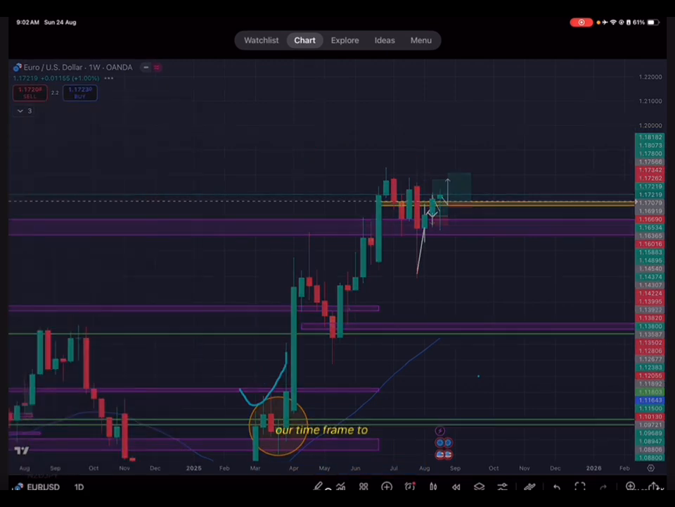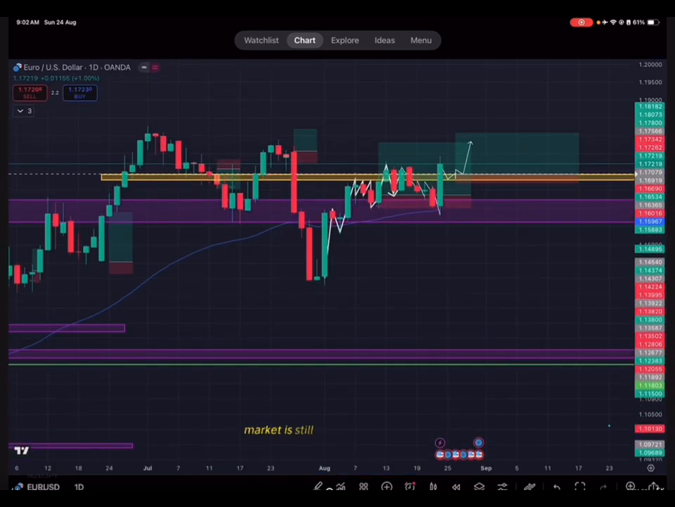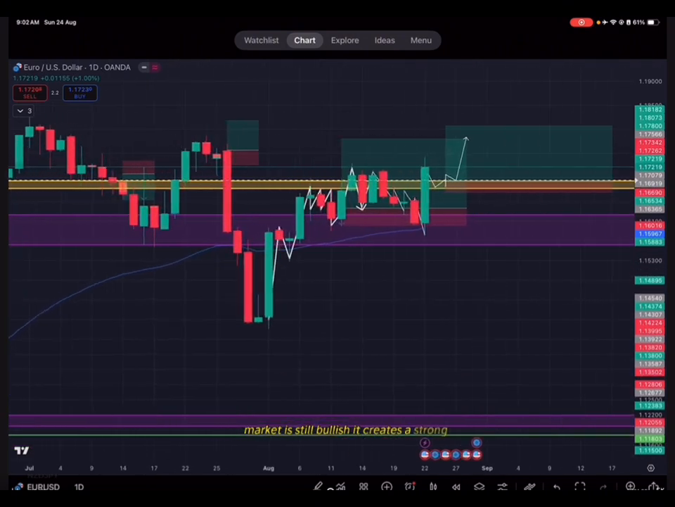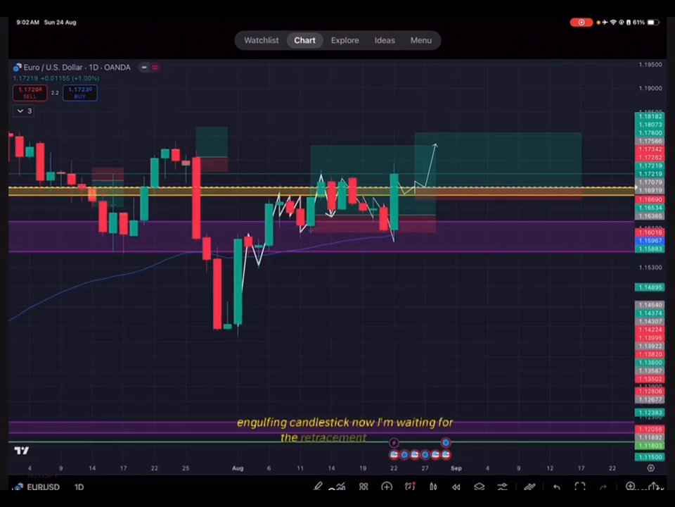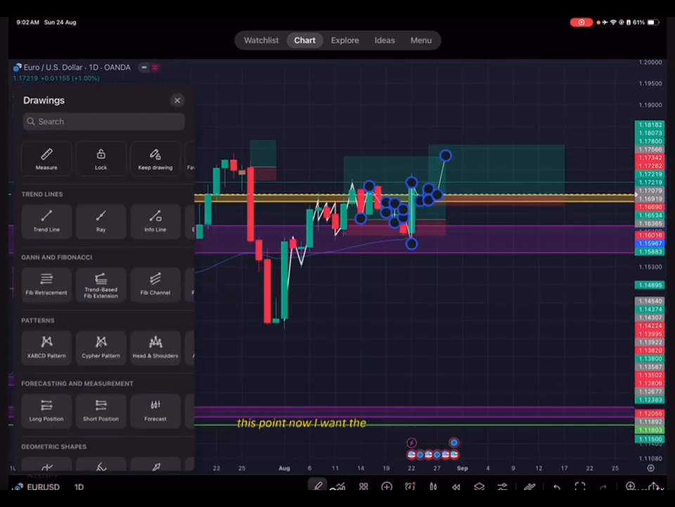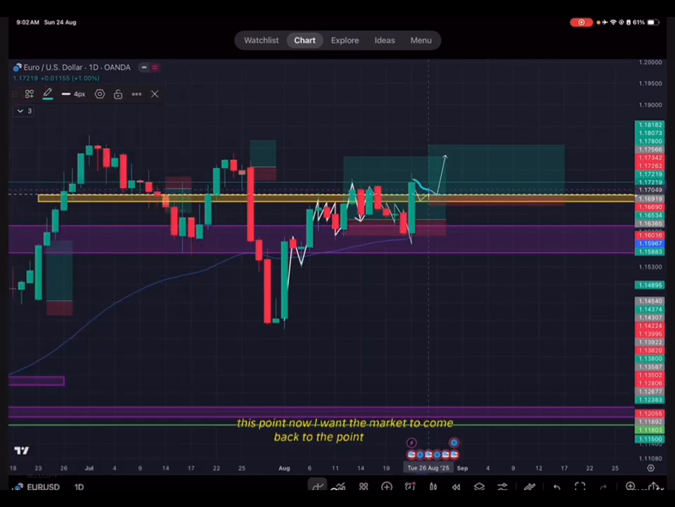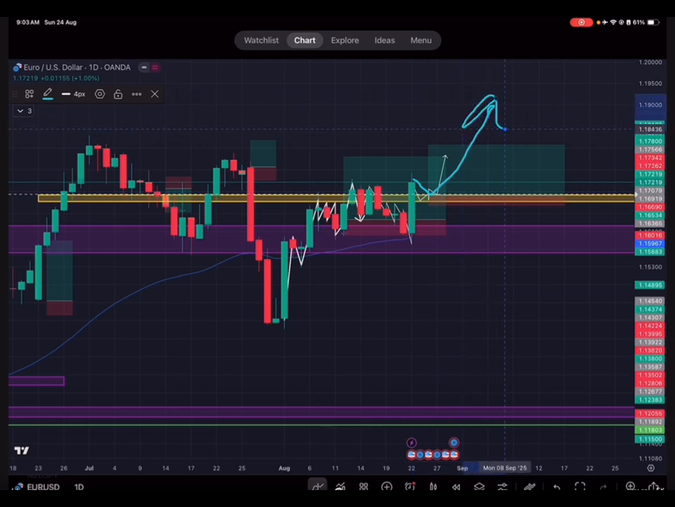On the lower time frame to the daily, the market is still bullish. It creates a strong engulfing candlestick. Now I'm waiting for the retracement towards this point. I want the market to come back to the point right here, where I've set my alarm, give the retracement point and then head toward the upside. I just want a little bit of retracement because of that bullish engulfing candlestick. I'm pretty confident that this trade is gonna be straight W's.